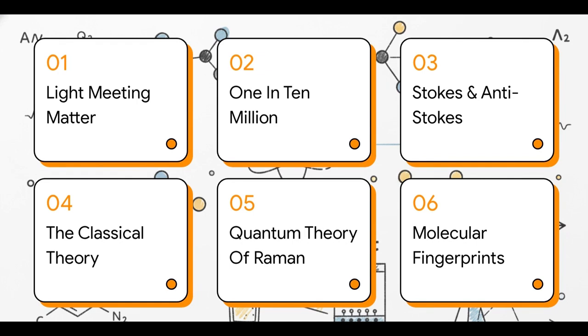So here's our roadmap for the explainer. First, light meeting matter. Second, the 1 in 10 million. Third, Stokes and Anti-Stokes. Fourth, the classical theory. Fifth, the quantum theory of Raman. And finally, reading molecular fingerprints.